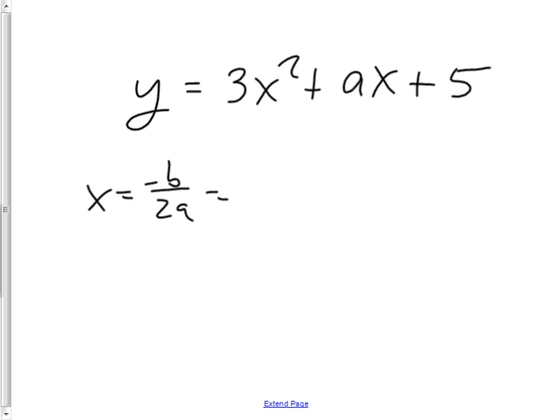So this is negative B, which in this case is negative A over 2A, but A is 3, so it's 2 times 3, so it's 6. And there you go. How many of you had this right start to this? All right, now here's the challenging part. Do the y of it. If that's your x point, comma, what's your y?